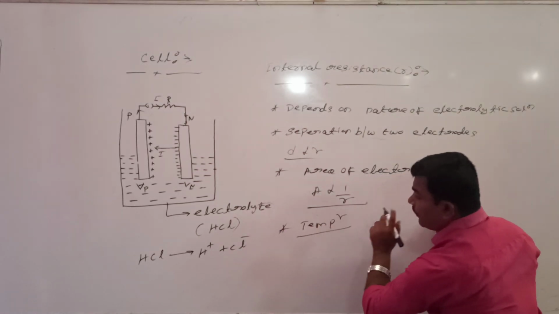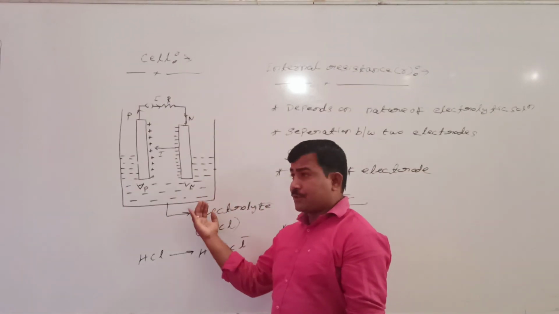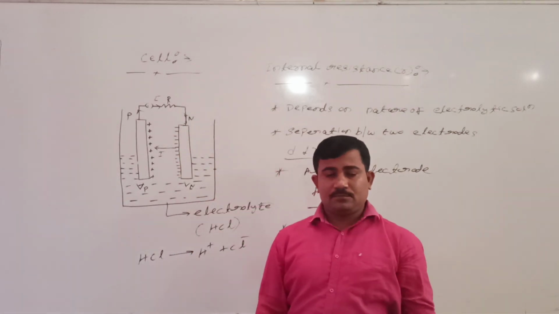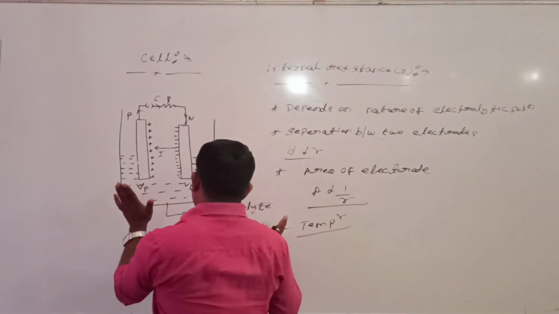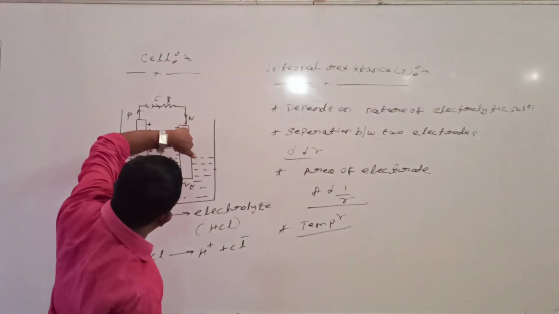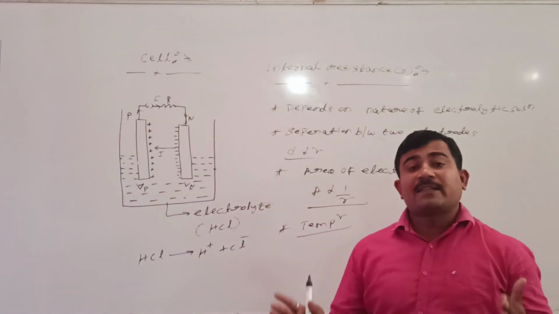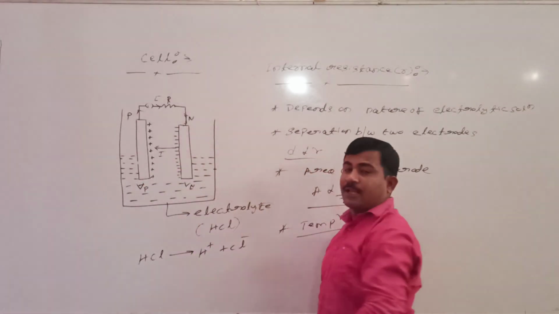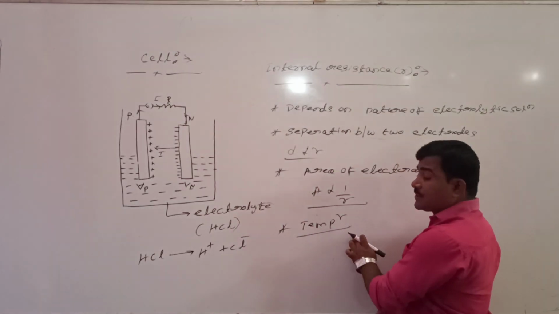It depends on temperature. How does it depend on temperature? See here, as the temperature of the electrolytic solution increases, the ions move more easily due to thermal energy. When temperature increases, positive ions and negative ions are easily separated and move easily from one point to another point inside the cell. That is why, as the temperature increases, ions are more separated and deposited easily onto the electrodes, and the internal resistance of the cell decreases.